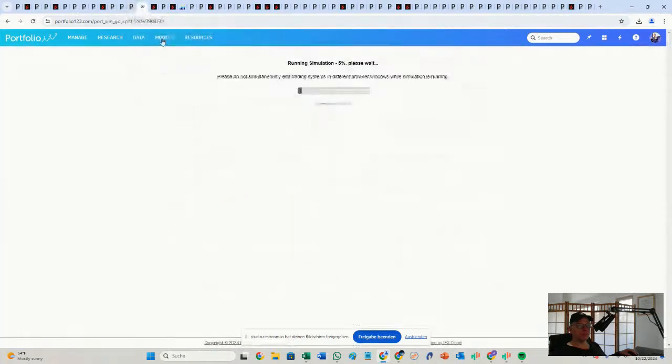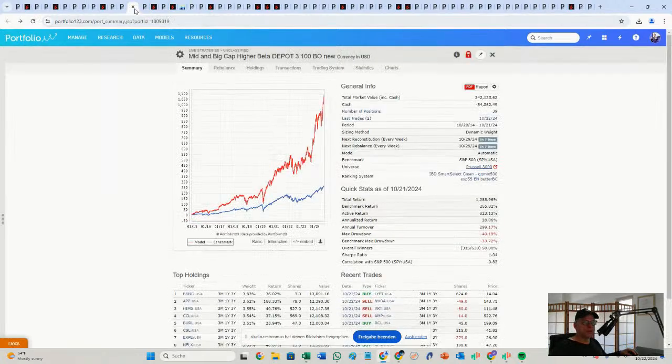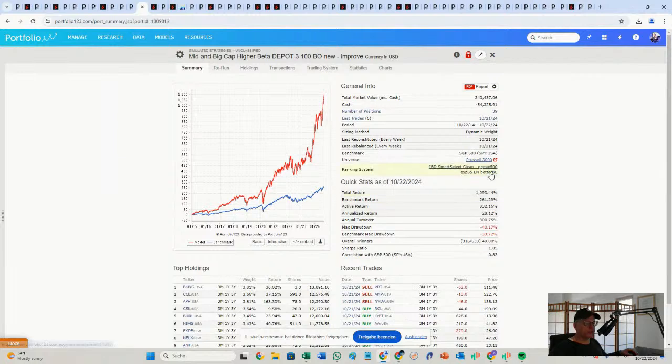Now basically it will look the same, right? Because I didn't change much, or it didn't change anything. Okay, right. So we didn't change anything. Pretty much looks the same. Now I'll go to the ranking system here.